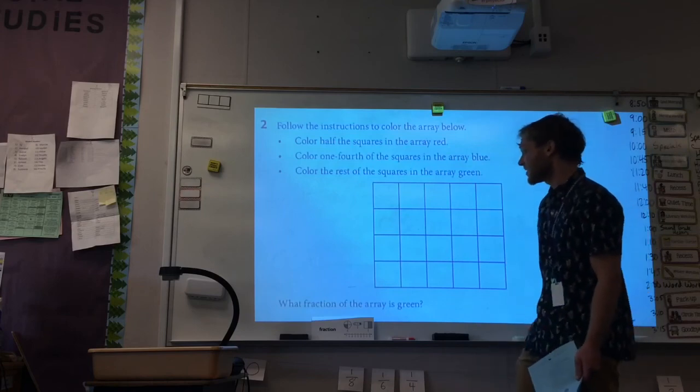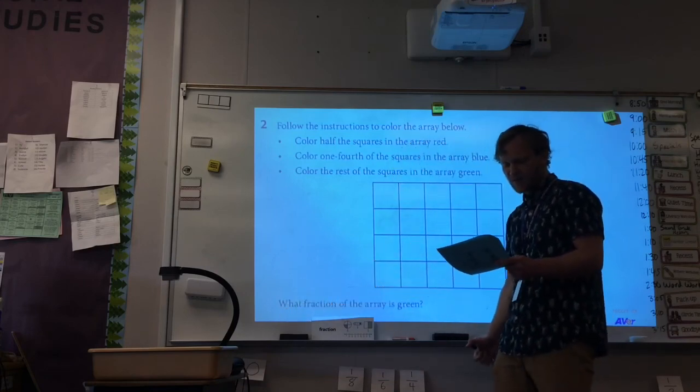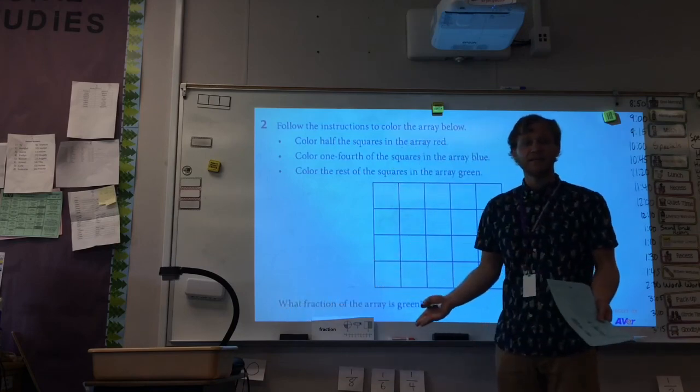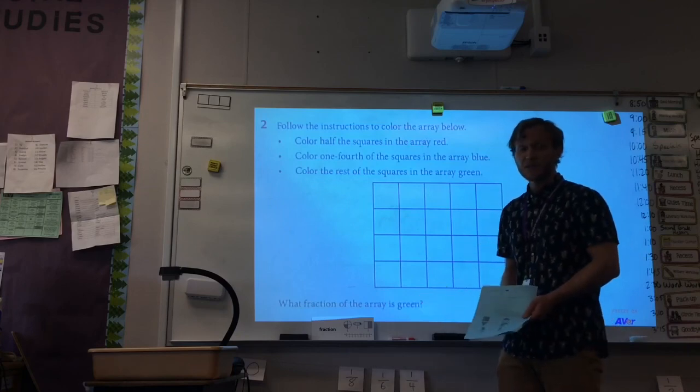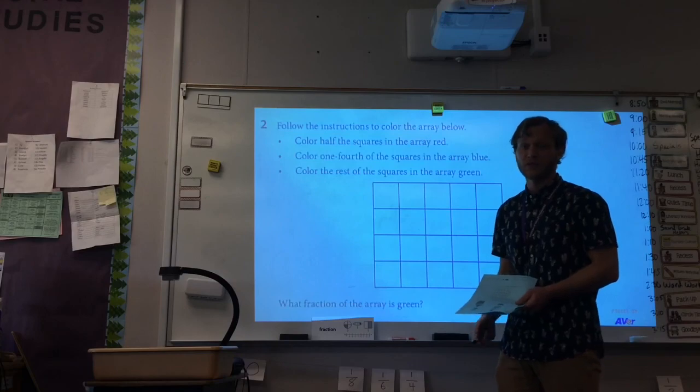The final question you'll need to answer, what fraction of the array is green? ¿Qué fracción de la matriz es verde? If you get stuck, mathematicians, don't be afraid, you have an answer key to use or to call one of your teachers. We're here to help.